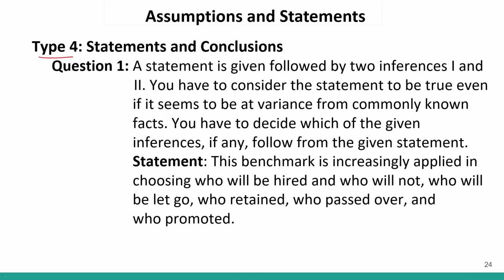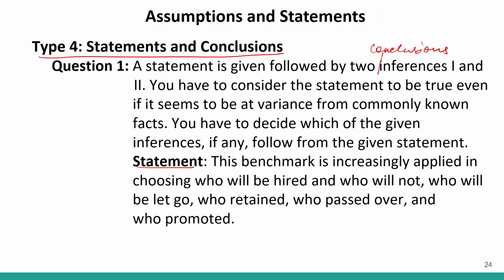Now let us come to type 4, that is statement and conclusion. So a statement is given to us and we have to tell which of the conclusions can be derived from that statement. Now the direction is a statement is given followed by two inferences 1 and 2. Inferences can also be called conclusions. You have to consider the statements to be true even if it seems to be at variance from commonly known facts. You have to decide which of the given inferences, if any, follow from the given statement.